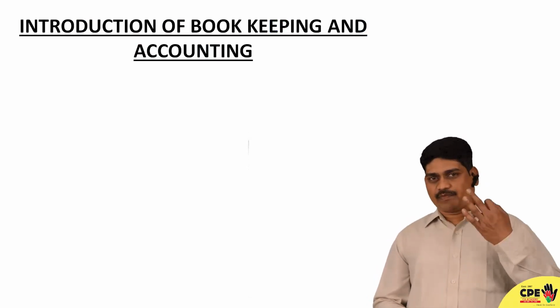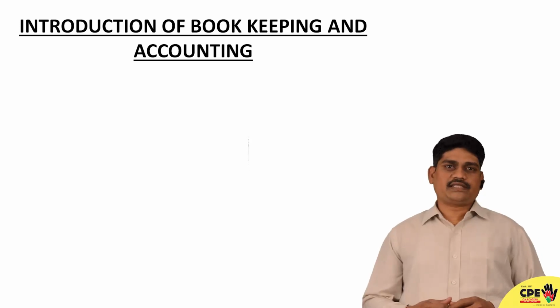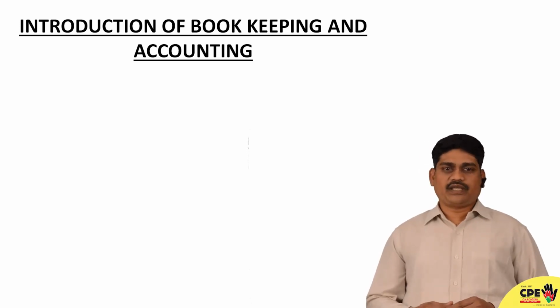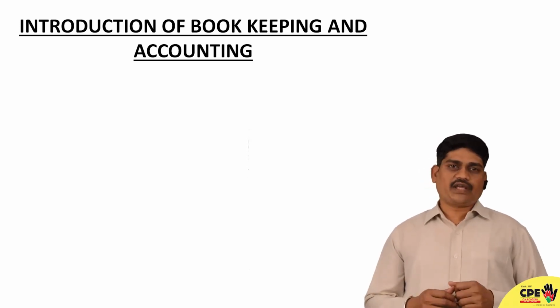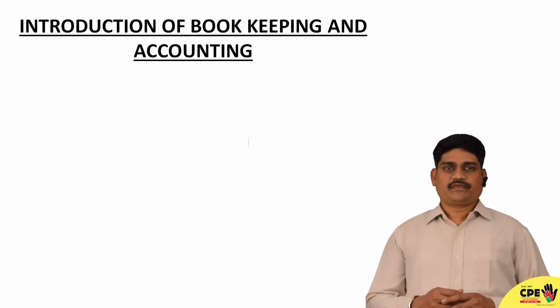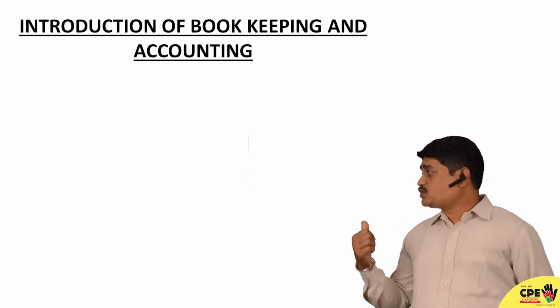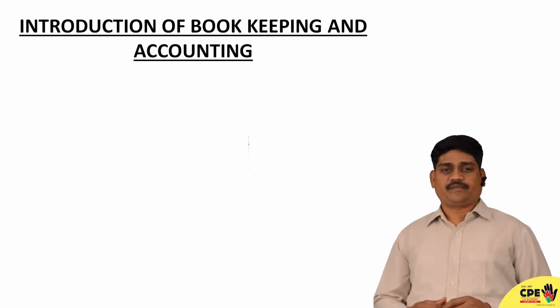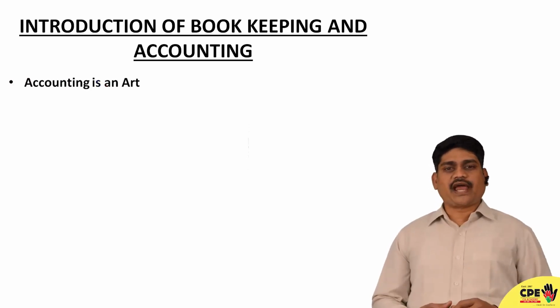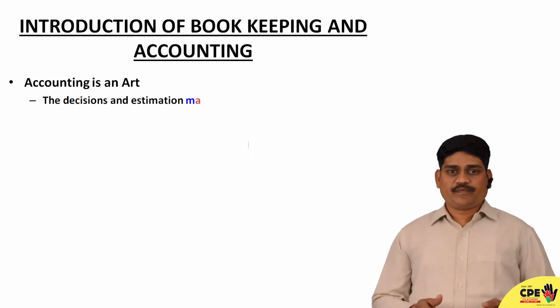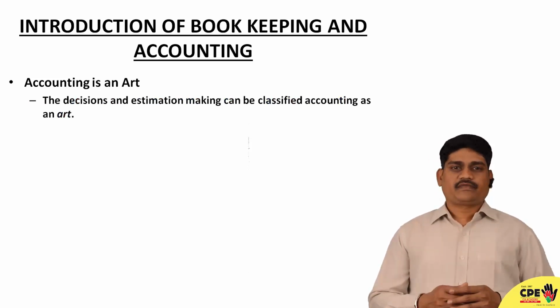We have three statements. Accounting is an art. Accounting is a social science. Accounting is a business language. First, we'll see the first one. Accounting is an art. The decisions and estimation making can be classified accounting as an art.